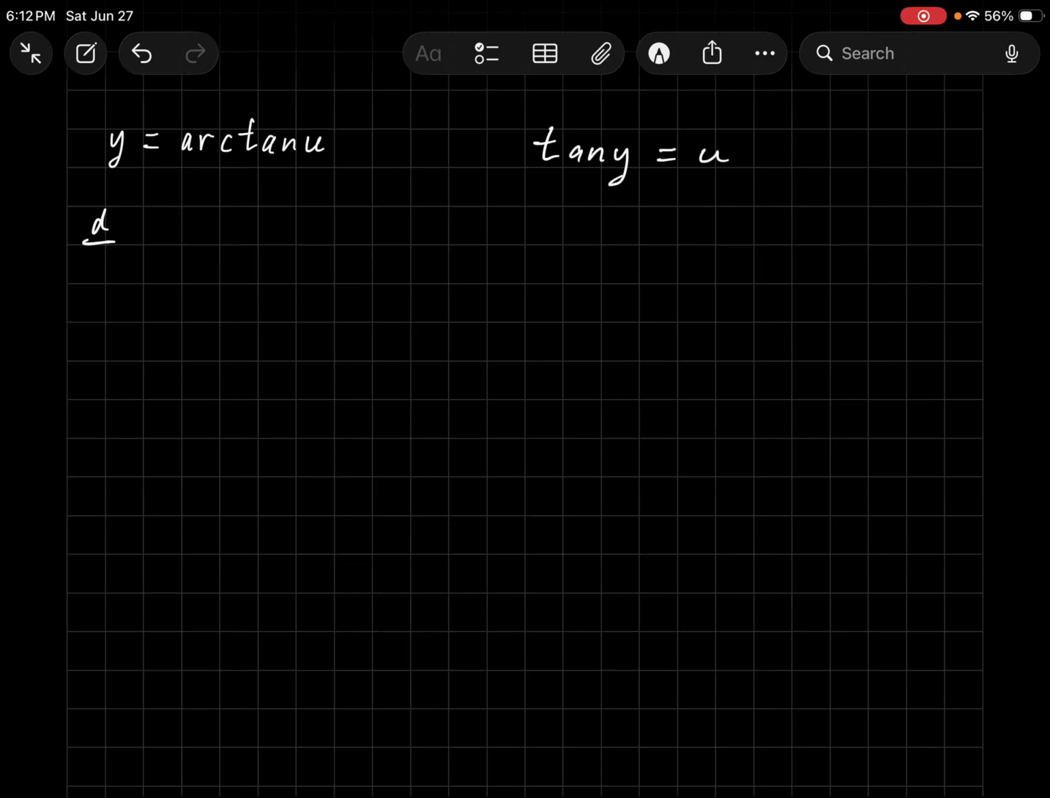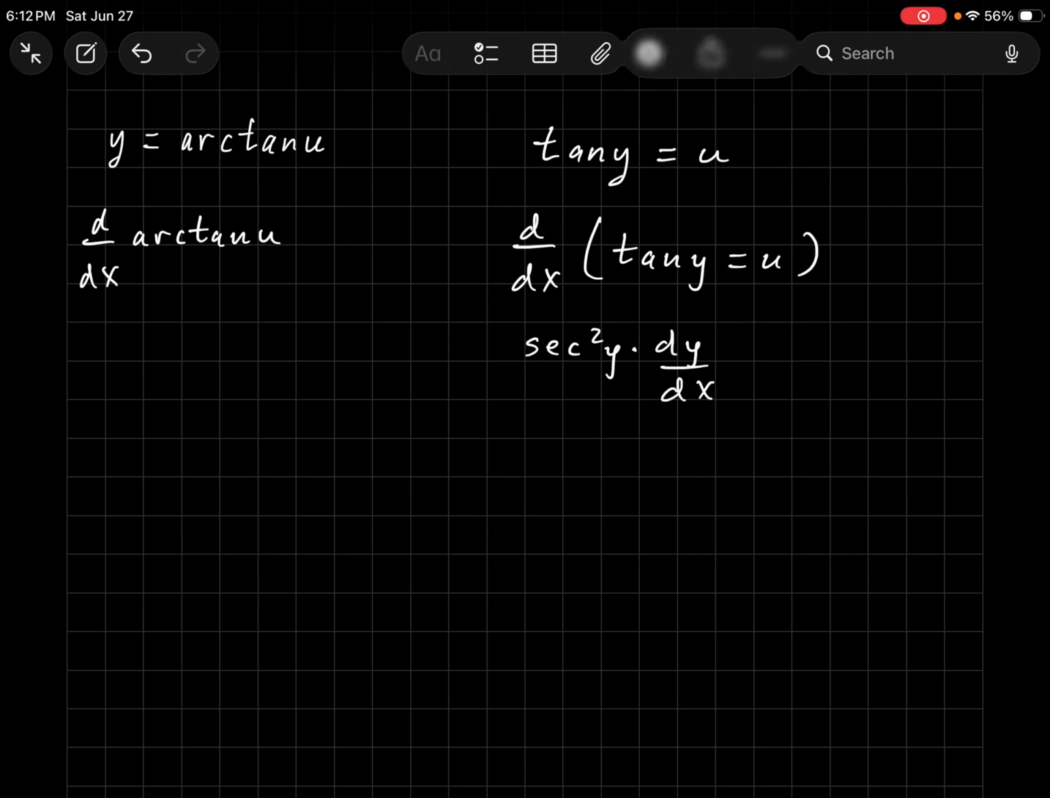And we want to find the derivative with respect to x of this. So we will take the derivative with respect to x of our equation, tan y equals u. This will give us secant squared y times the chain out dy dx equals 1 times du dx, or u prime.